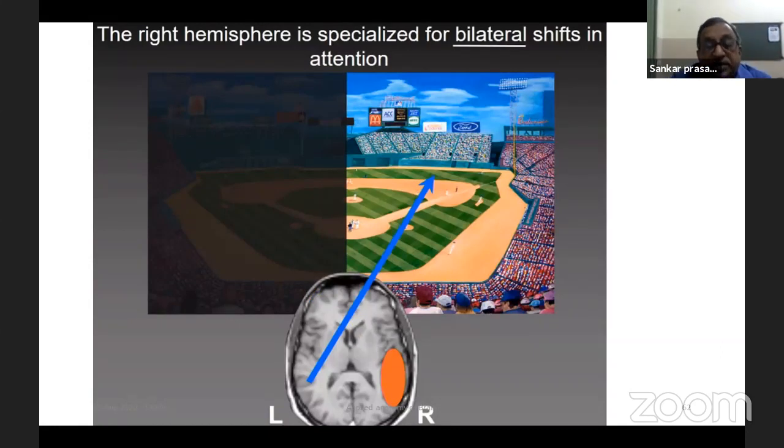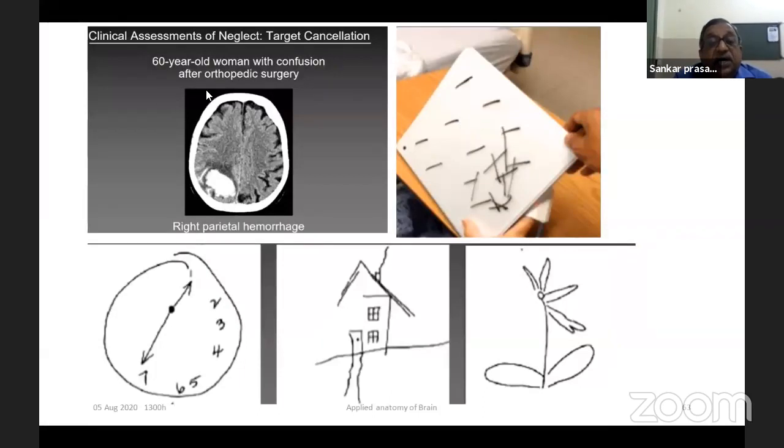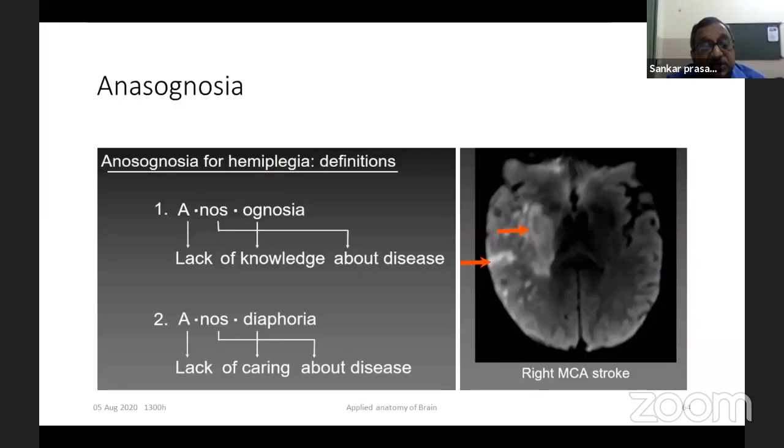The right hemisphere is responsible, right? So this will cause a lot of confusion and neglect. How do you test neglect? You ask them to cross these lines, and because of the neglect, he will only cross on the right side. His diagram is incomplete on the left side, the right side is okay. So that's how this attention will be affected in this case of right parietal ICH. So anosognosia for hemiplegia is seen in a right MCA stroke.